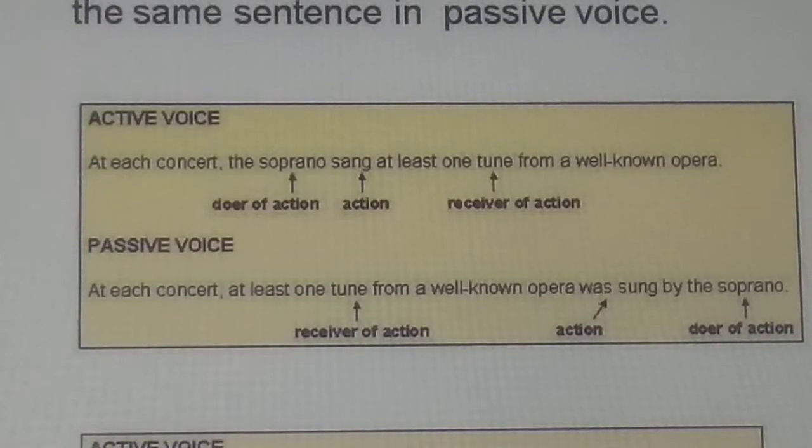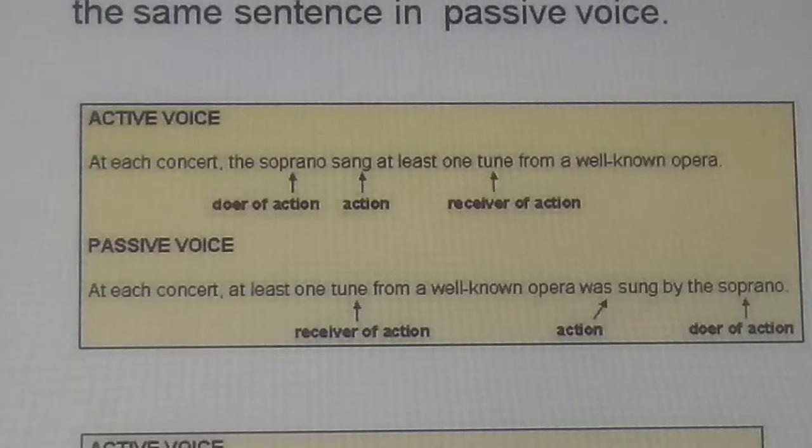At each concert, the soprano sang at least one tune from a well-known opera. So, who's the doer at that? Who's doing the action? The doer, soprano. And what action is being done? Singing. She sang at least. Who's the receiver? One tune. So that's the receiver of the action. It is in active voice.